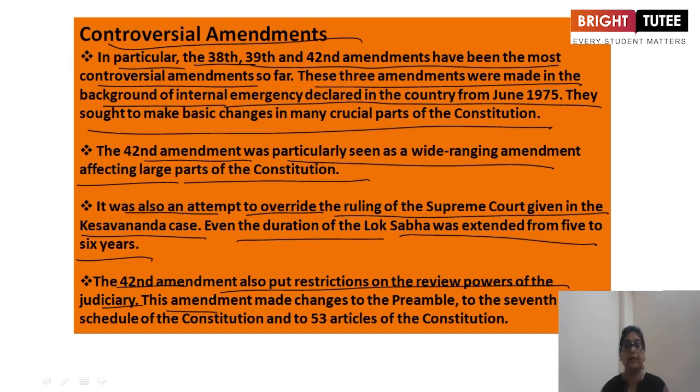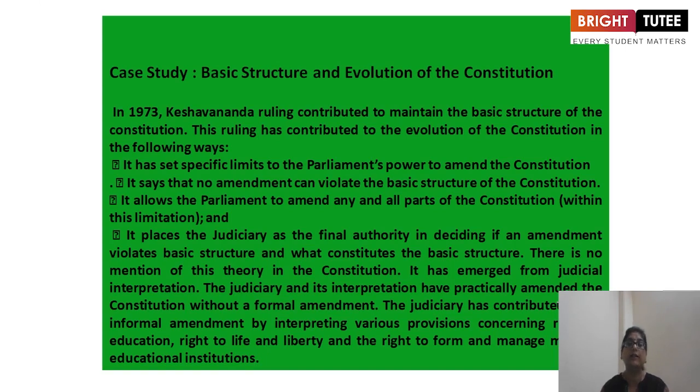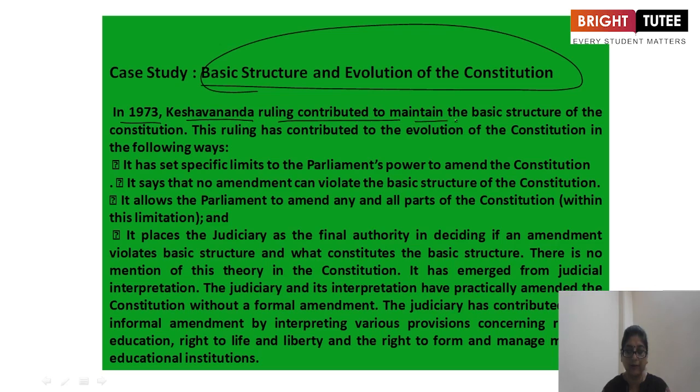And this amendment made changes to the preamble, to the 7th schedule of the constitution and to the 53rd article of the constitution. Now let's have a case study so that we can understand it very easily, that basic structure and evolution of the constitution, how does it work? In 1973, the Keshavananda ruling contributed to the maintenance of the basic structure of the constitution. This ruling has contributed to the evolution of the constitution in the following ways.